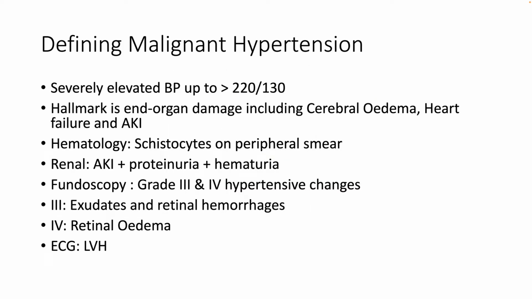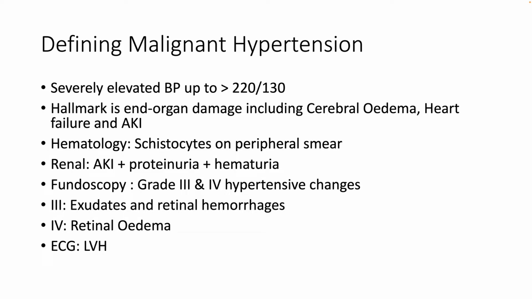This is defined as a severely elevated blood pressure, which can mean anything, but often the values are around 220 over 130. The more important hallmark is that there is end organ damage that includes items like cerebral edema, heart failure, potential chest pain due to myocardial ischemia, and acute kidney injury. When you request a peripheral smear on hematology special investigations, you'll see schistocytes in some patients. Renal elements of this condition include acute kidney injury associated with proteinuria and hematuria.